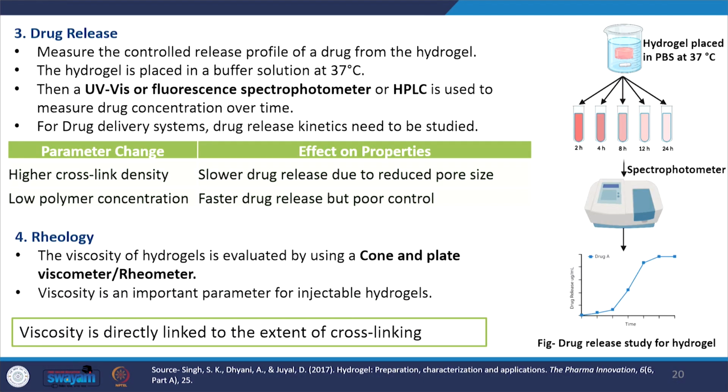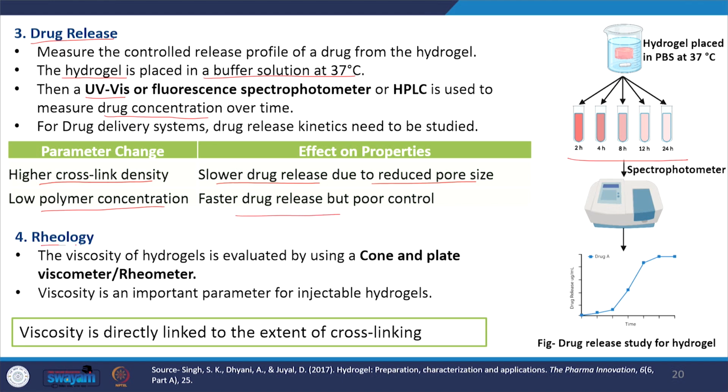Let us see how to study the drug release from the hydrogel. Here we have to keep the drug loaded hydrogel in a buffer solution at 37 degrees Celsius. Then we use a UV visible or fluorescence spectrophotometer or HPLC to measure the drug concentration released over time. This drug release kinetics is very important for drug delivery systems. If we have a higher cross-link density, there is slower drug release due to reduced pore size, and if we have a low polymer concentration, there is fast drug release but poor control.